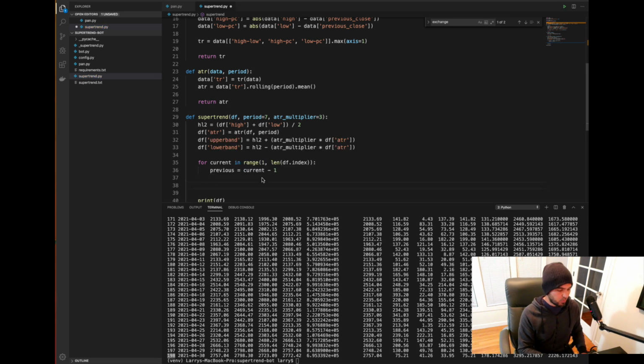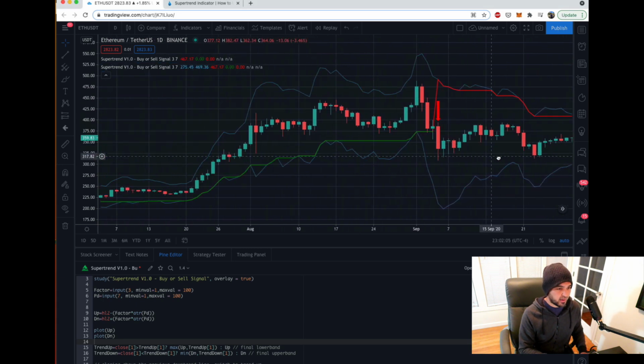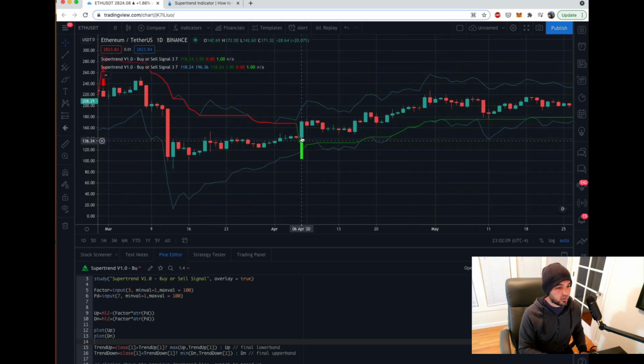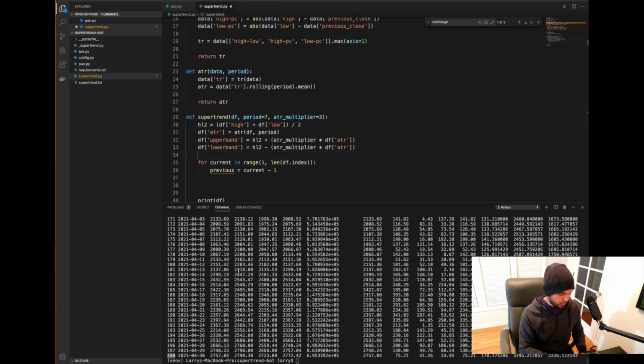And so remember what I said a moment ago: to know whether we're in an uptrend or a downtrend, we're in an uptrend whenever the closing price closes above this upper band here, and we're in a downtrend whenever the closing price goes below the lower band. So let's write that part first. As I'm looping through, I'm going to say if df close, and this is the current close.